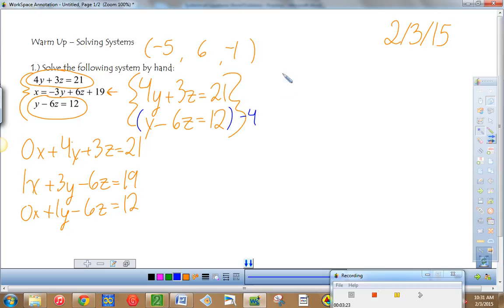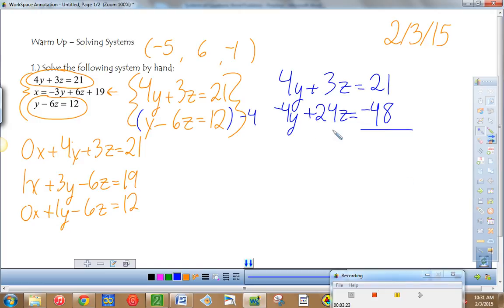Right. Alright, so I'm going to copy that one over. I've got 4y plus 3z equals 21. If I multiply by -4, -4y, what's -4 times -6? Positive 24. And -4 times 12. No, wrong.